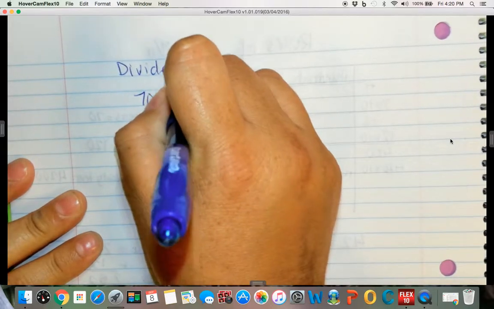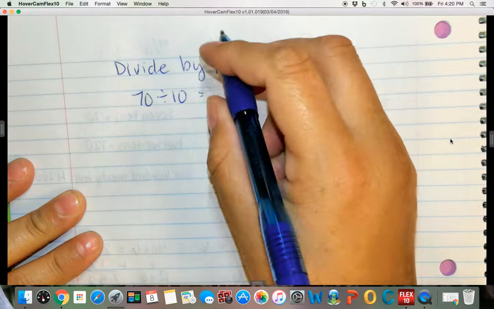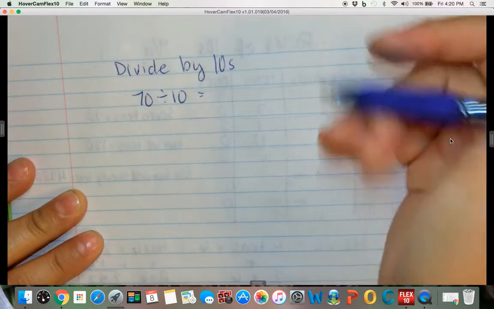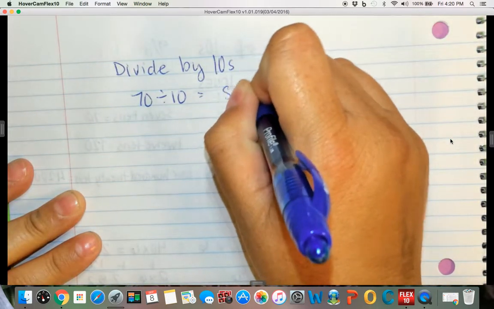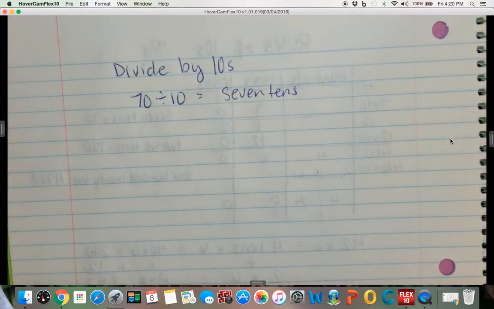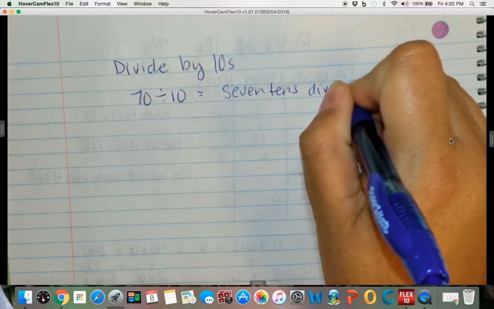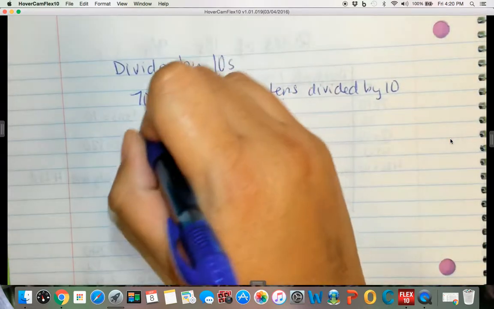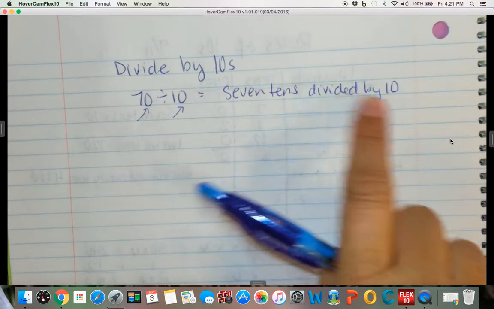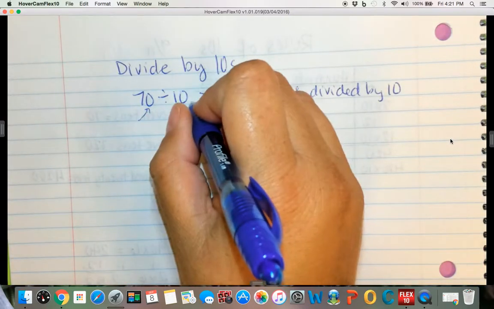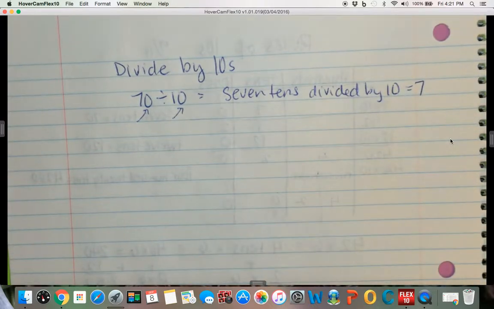70 divided by 10 is, how many tens do I have here? Think about our chart. I have 7 tens. 7 tens is the same as saying 70. 7 tens divided by 10. Here's my place. I have tens here, tens here. Those tens kind of like cancel each other out. I know that 70 divided by 10 makes 7 groups of 10.